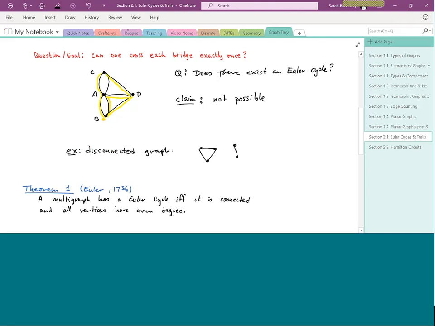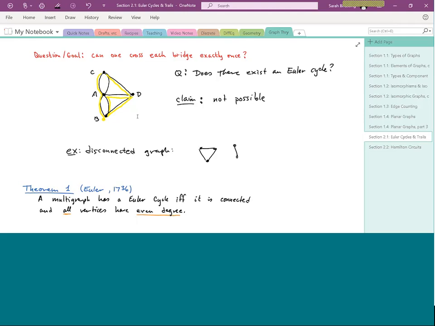So let's do a quick check up on this multigraph that we were just looking at. If you look at the degrees of these vertices, are all of them even? What do you guys think? Yeah, it's worse than no. None of them are actually even degree. So in this case, there's no possible way to build an Euler cycle here.